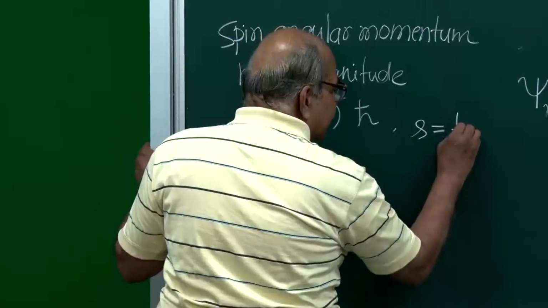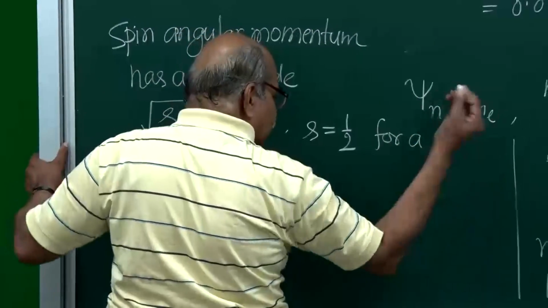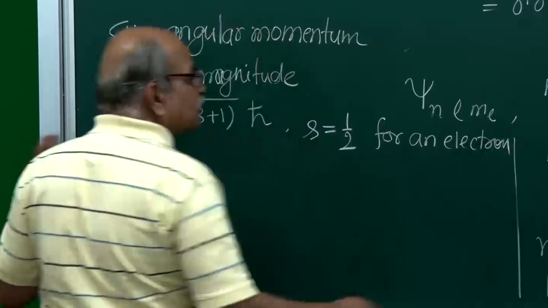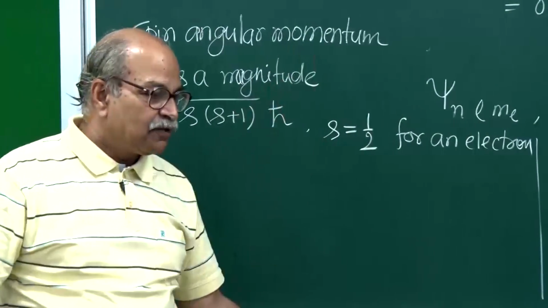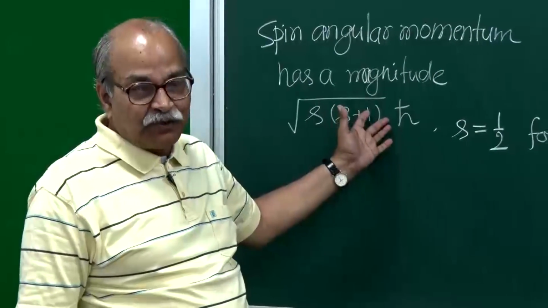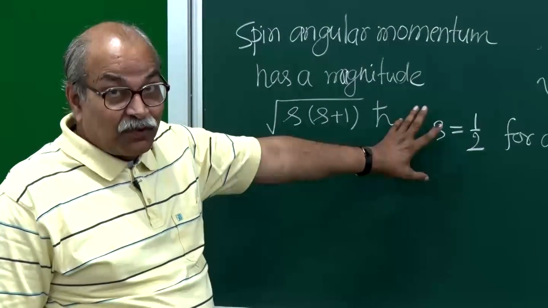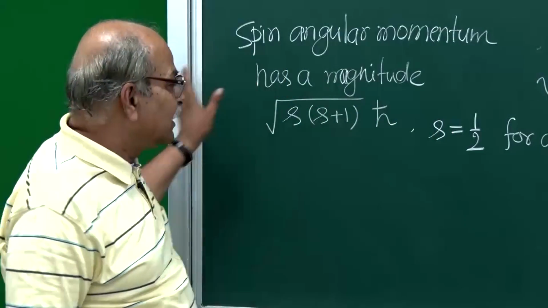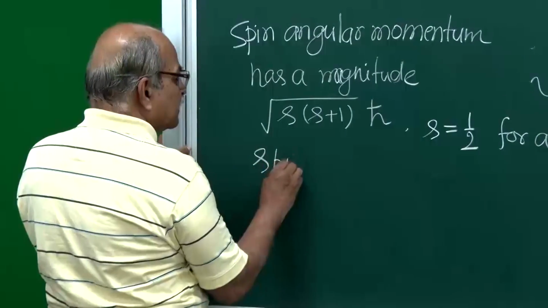has a fixed value. It is half for an electron, for any electron, all electrons. And in fact, all protons also, all neutrons also, there are many fundamental particles, they will have a spin angular momentum of this magnitude. The other magnitudes are also possible. For electrons, no. Protons, electrons, neutrons, there is a fixed angular momentum magnitude. Okay. So we call them spin half particles.